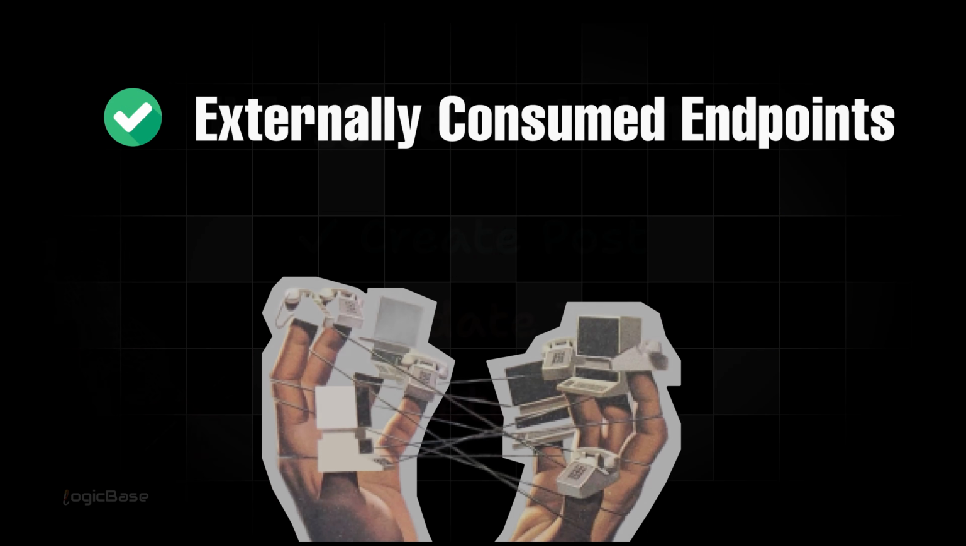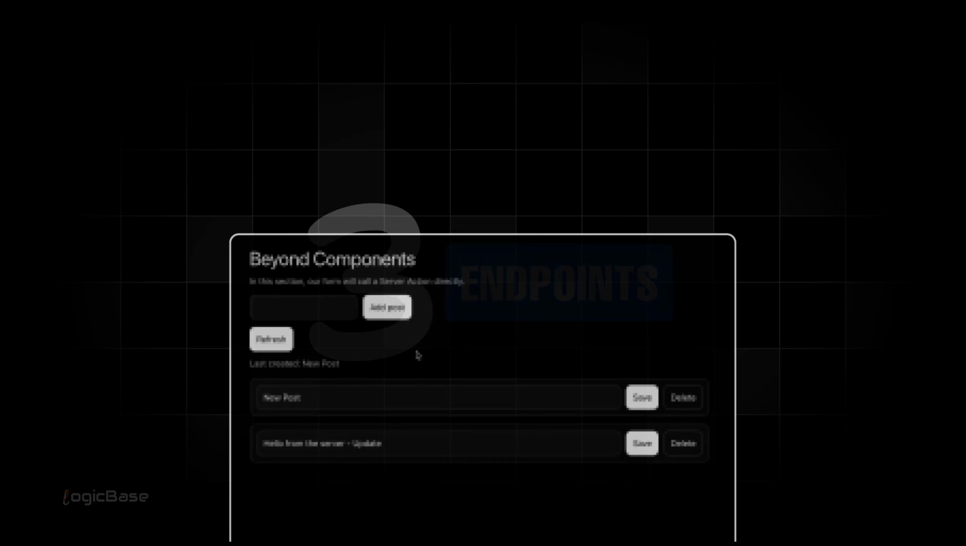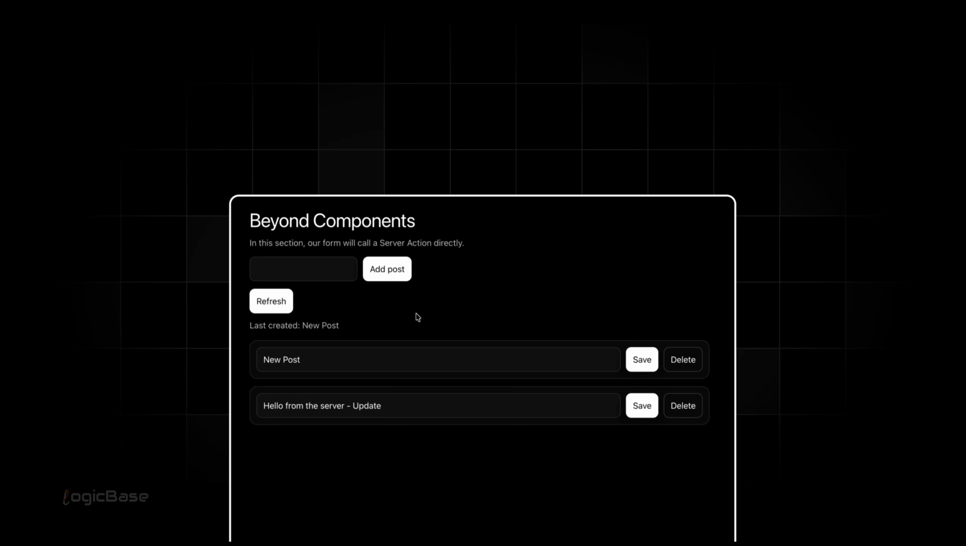If it's an externally consumed endpoint, like webhooks, public APIs, streaming responses, or anything that needs low-level HTTP control, route handlers are the better tool. Let's make this concrete by adding 3 endpoints to our app. None of these are meant to be called from our UI directly. These are endpoints that exist because something outside the page needs to talk to our server.